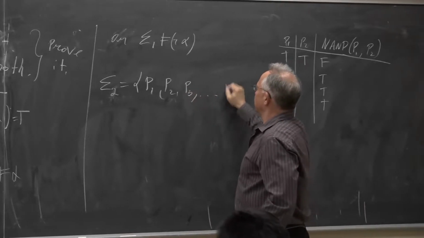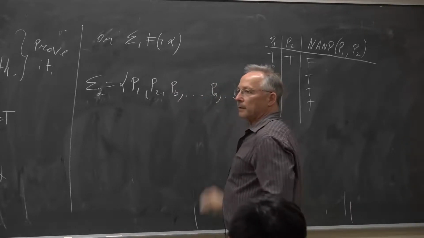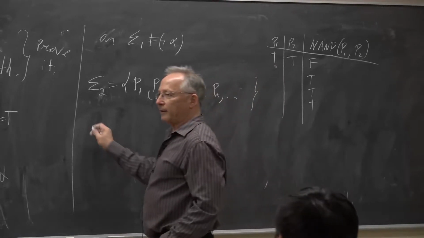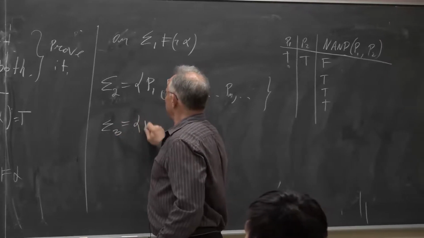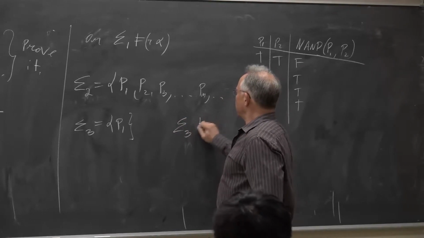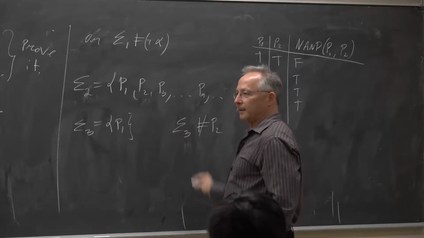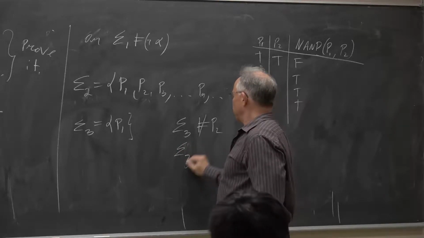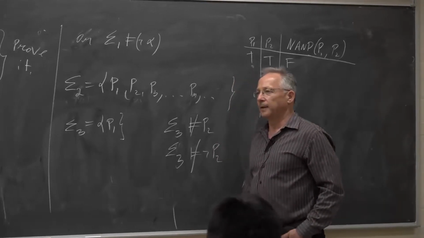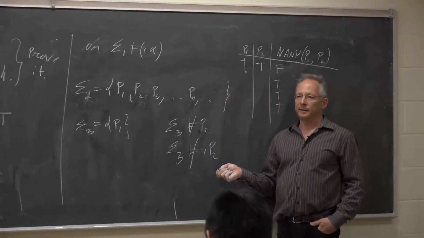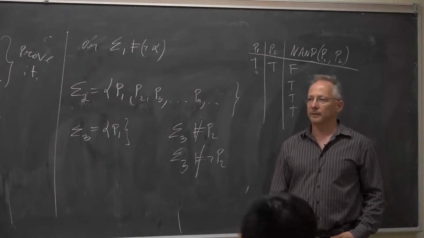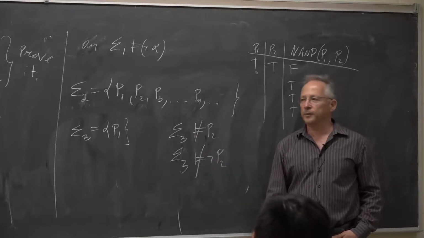Why overcomplicate things? Why not one propositional variable? Because then, if I take sigma 3 to be just P1, the problem is that sigma 3 does not logically imply P2, and sigma 3 does not logically imply not P2. It says nothing about P2. But we want a system that will say something about every formula. So I need to take all the propositional variables.